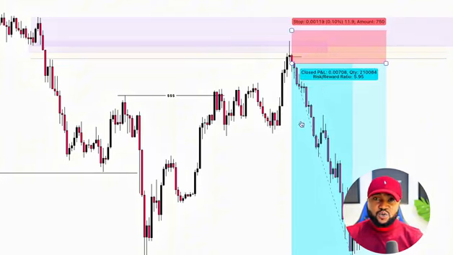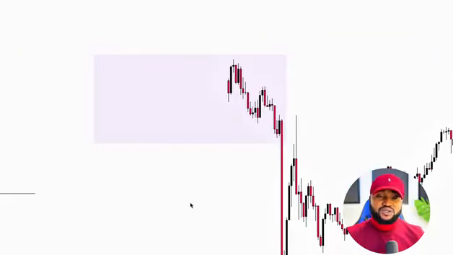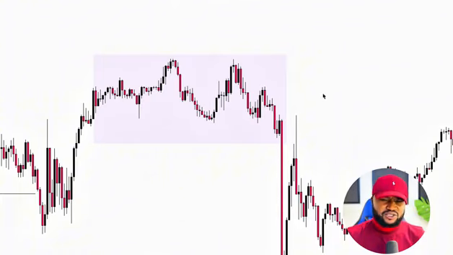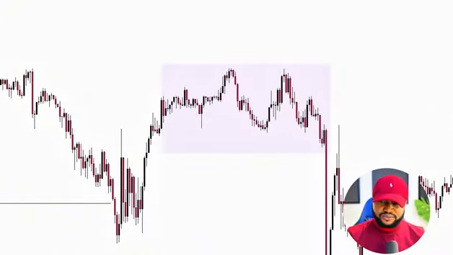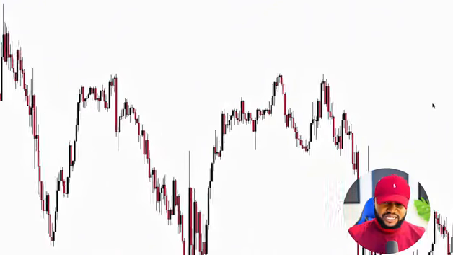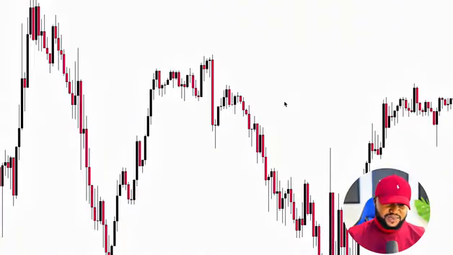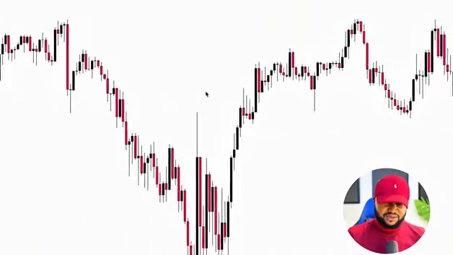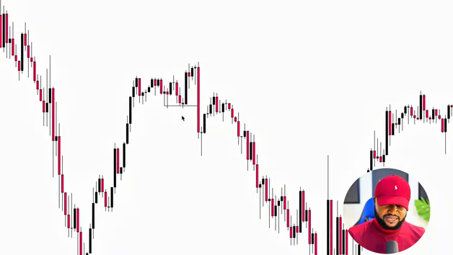So this is one of the entry models I use for entry. And you can see so many areas where this particular entry model worked. This was another one. Let me show you this. If you are looking at this particular area, this was a shift in market structure after price has done that. A shift in market structure here.